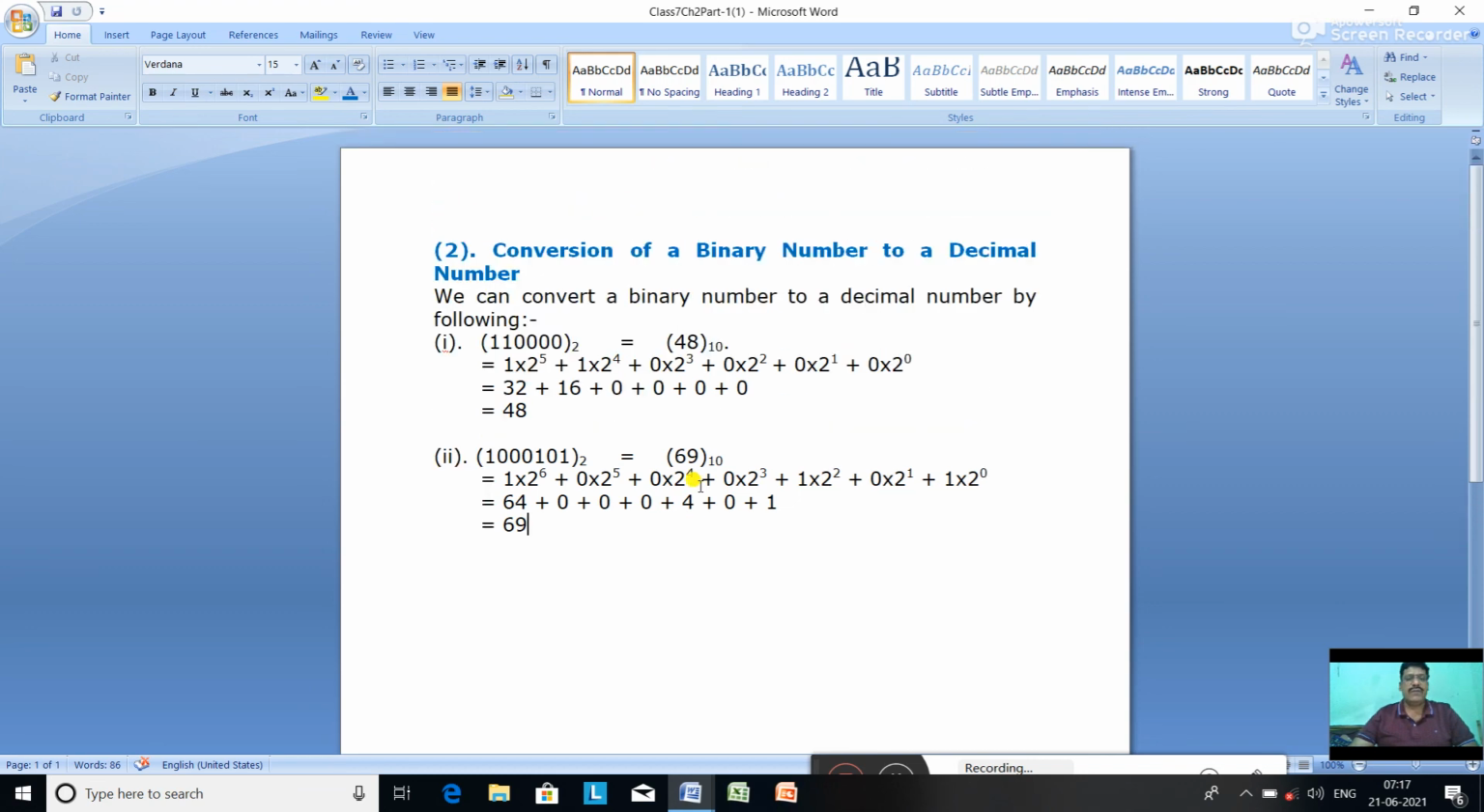So today we have learned the first two conversions, that is how to convert a decimal number into binary and how to convert a binary number into decimal. So you can practice all these conversions.